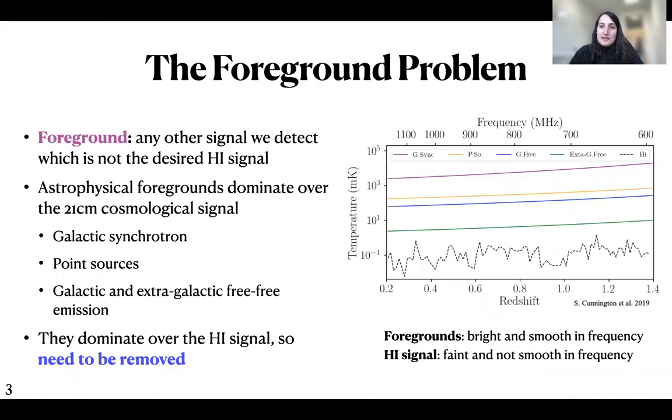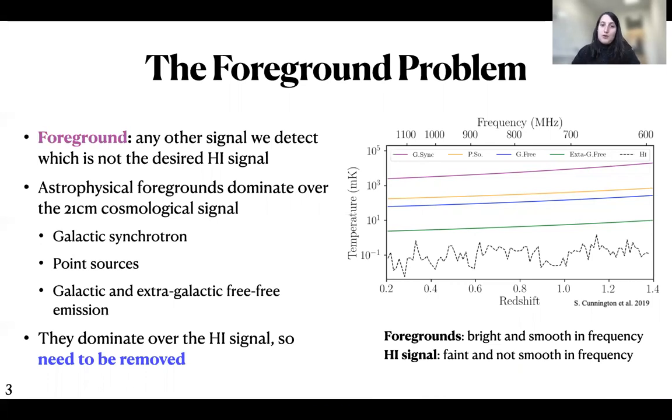A foreground is any signal we detect that is not our desired H1 cosmological signal. And in our case, we have several astrophysical foregrounds that dominate over the H1 or 21 centimeter cosmological signal, such as galactic synchrotron, point sources, and galactic and extragalactic free-free emission. These are much brighter than our cosmological signal, so they dominate over it.